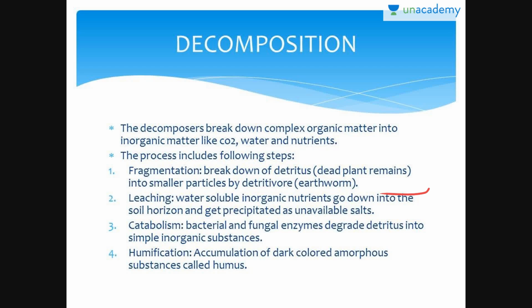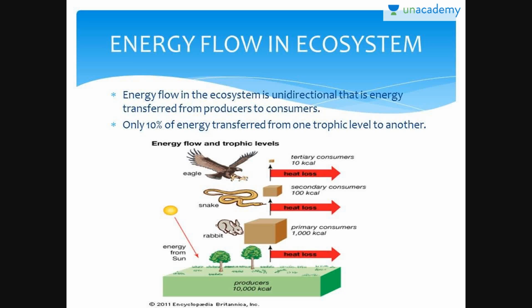Leaching means the water-soluble inorganic nutrients go down slowly into the soil horizon and get precipitated as unavailable salts. Catabolism means the bacterial and fungal enzymes degrade detritus into simple inorganic substances. And humification means accumulation of dark-colored amorphous substances called humus. This is the energy flow in an ecosystem.